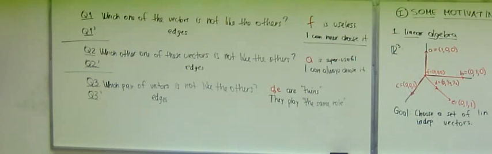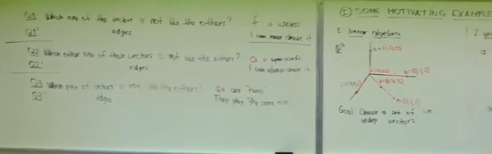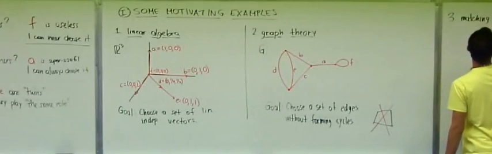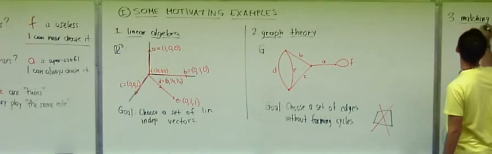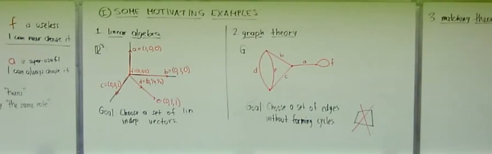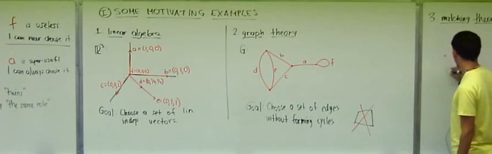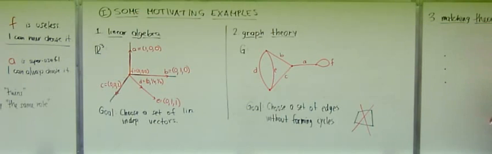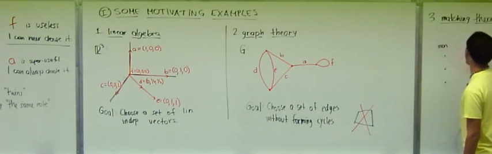Let me give you a third example. This third example comes from something called matching theory. Matching theory. Okay. So I'm going to ask you to imagine that there's a little town. And there's some men in the town. And there's some women in the town.